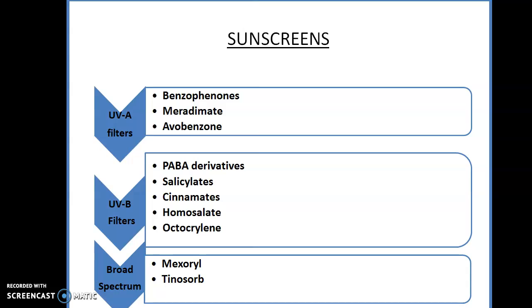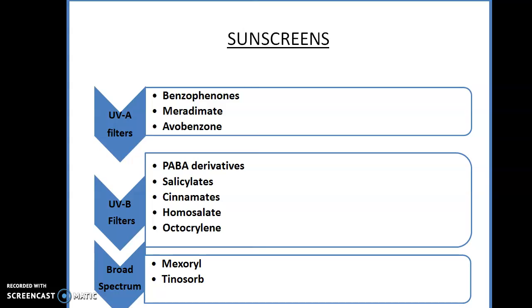Sunscreens are also classified depending upon spectrum of protection. UVA filters protect from UVA rays. Examples are benzophenones, meradimate, avobenzone. UVB filters protect from UVB rays. Examples include PABA, that is para-aminobenzoic acid derivatives, salicylates, cinnamates, homosalate, octocrylene.